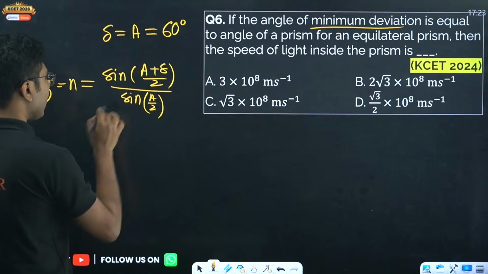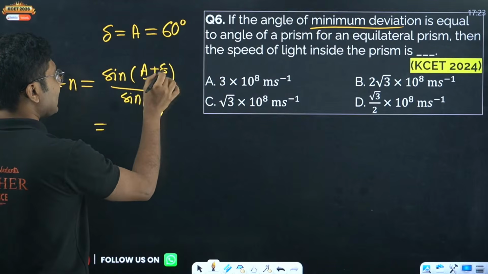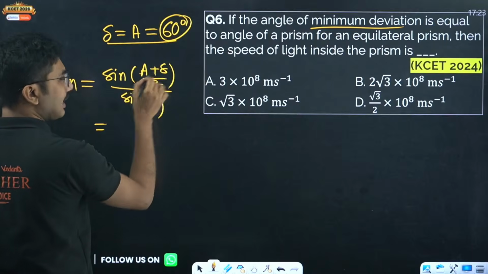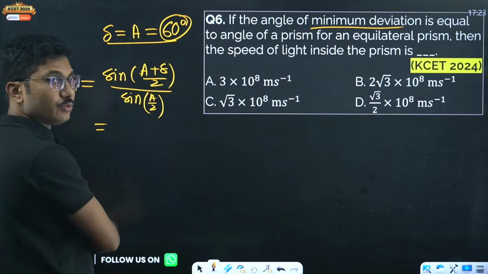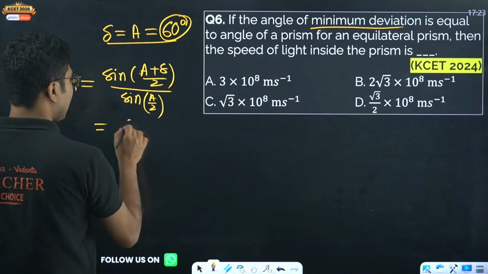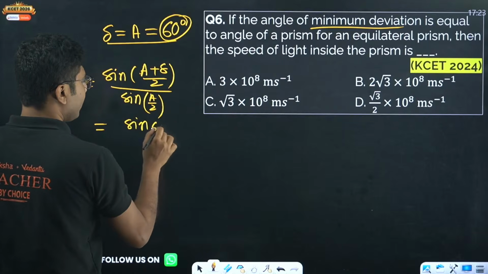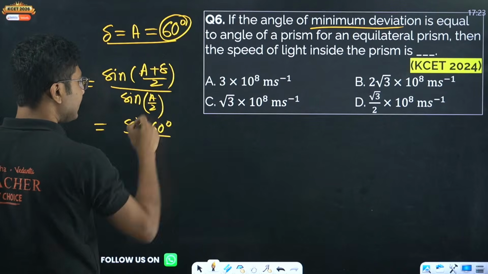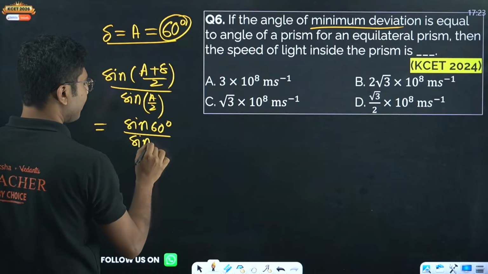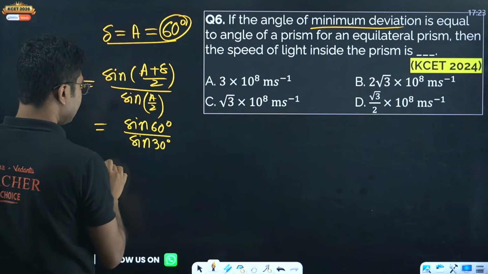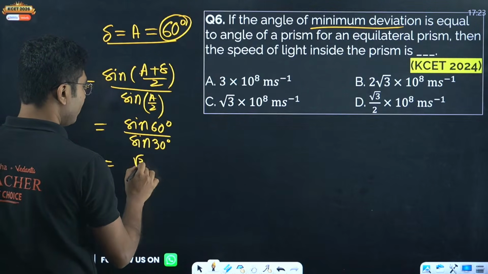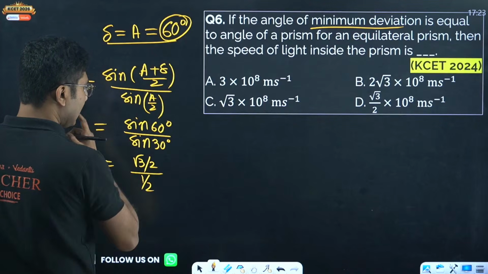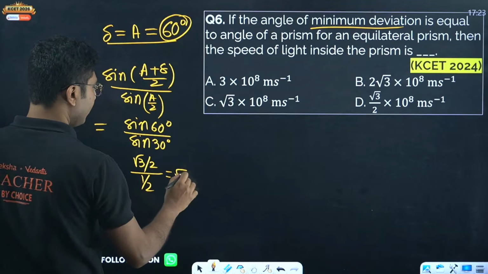Now let's put the values. Sine of (A plus delta) by 2 means what? A and delta are equal, both 60 degrees, so when you divide the sum by 2, you get the same value. So it is sine 60. This is where you can save some time. And sine A by 2 means 60 by 2, that is sine 30. Sine 60 is root 3 by 2, and sine 30 is half, right? So it will be root 3.